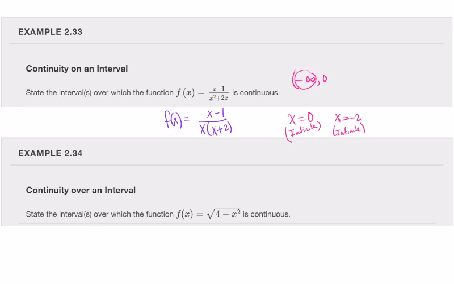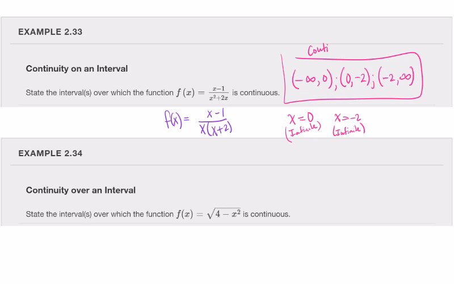So the intervals at which it's continuous will be from -infinity to 0. Infinities always have parentheses next to them when you use interval notation. Now the 0, we have to ask ourselves, is it included or not? Since it's undefined, it's not included, so we put a parenthesis there. But then we pick up on the other side of 0 because it's defined everywhere else, except for -2, so it goes from 0 to -2, and since -2 is undefined, I'm going to put parentheses there as well. And then it will go from -2 up to positive infinity. So those are the intervals where it's continuous. You can say continuous on those intervals.